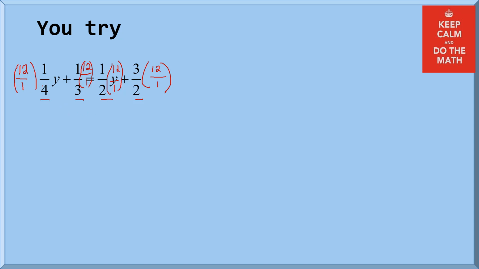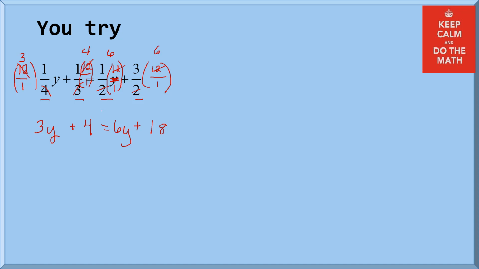So again, 4 divides into 12 3 times. 3 times 1 is 3, so this first term is 3y. Second term, this 3 divides into 12 4 times. 4 times the numerator of 1 is 4. Other side, 2 divides into 12 6 times. 6 times 1 is 6, and we still have our y here. It looks like it's crossed out, but it's not. That's just my fraction bar here. And the last term, 2 goes into 12 again 6 times. 6 times 3 is 18. So now this is my equivalent equation without fractions.